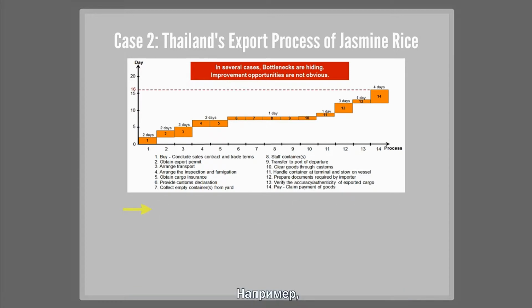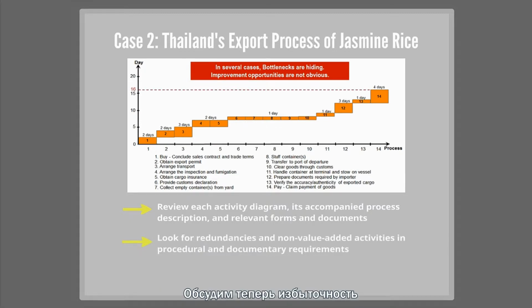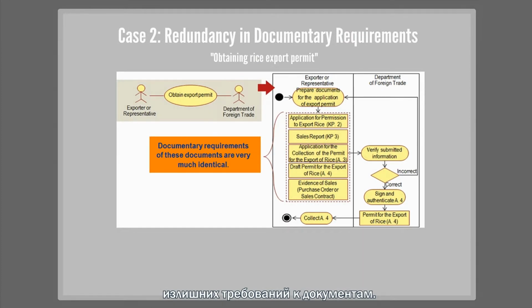For example, we may need to review each activity diagram, its accompanying process description, relevant forms, and documents. Look for redundancies and any non-value added activities in the procedural and documentary requirements. For example, from the activity diagram of the obtaining rice export permit process as shown, we may notice that there are several redundancies in documentary requirements in this process. An exporter needs to prepare and submit a set of 5 documents to the Department of Foreign Trade in this case. The documentary requirements of those documents are very much identical since they are referring to the same product and the same shipment.